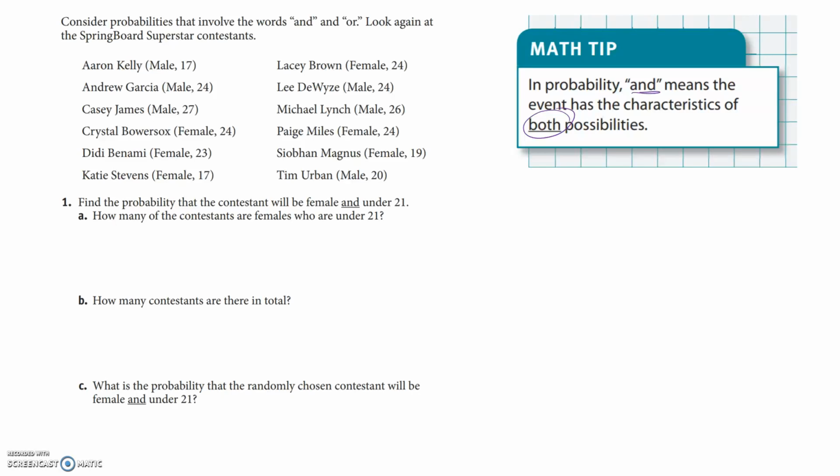So 1A, how many contestants are females who are under 21? Well, there are only 2, so we'll do 2. How many contestants are there in total? As we looked at last time, there were 12. So then what is the probability that the randomly chosen contestant will be female and under 21? That would be a possibility of 2 out of 12, which we could reduce to 1/6.